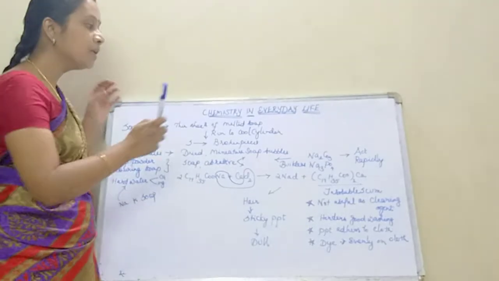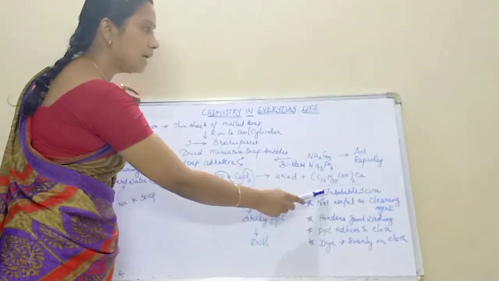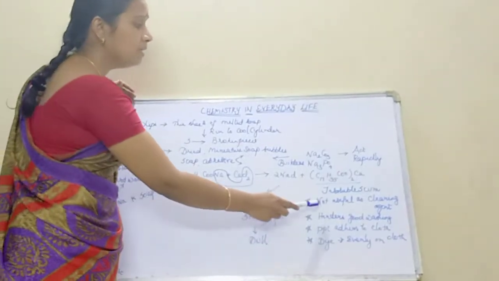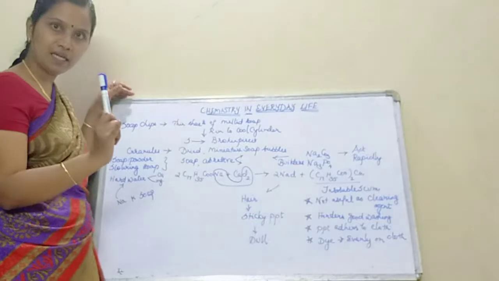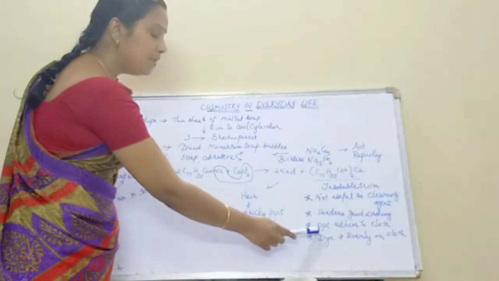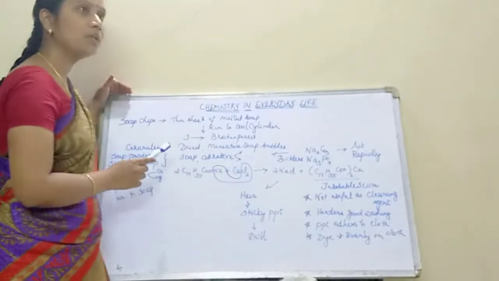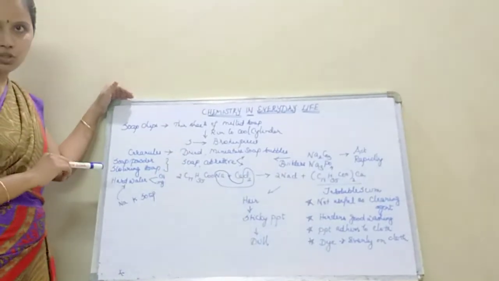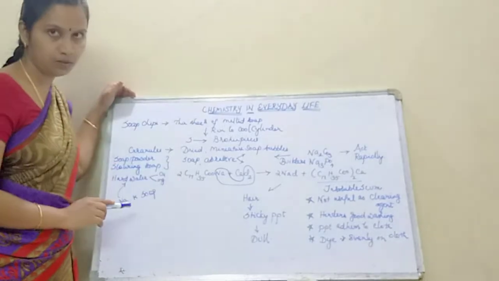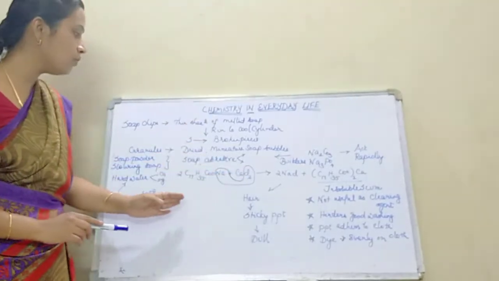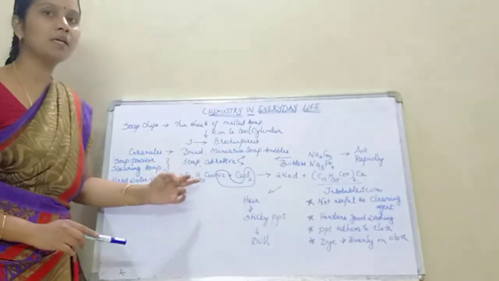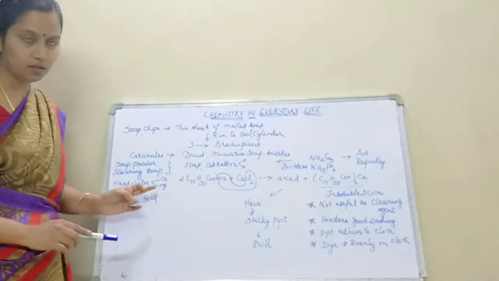cloth fabric. So if an insoluble scum is produced in hard water, it is not useful as a cleaning agent. It hinders good washing and the precipitate will adhere to the cloth. When I apply dye to such clothes, the dye will not be applied evenly on the cloth. This is the action of the insoluble scum produced when soap acts on hard water.